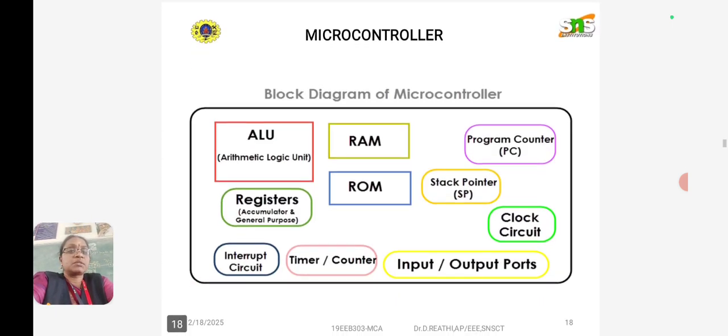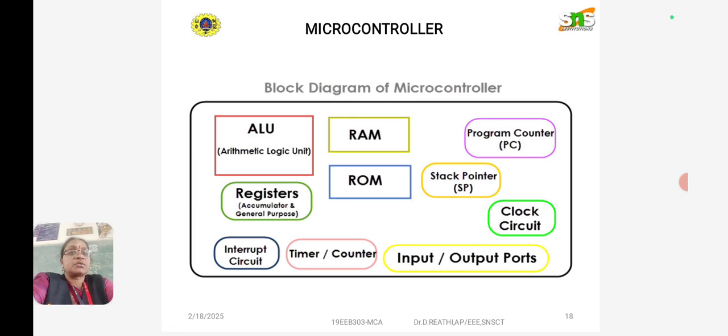Next, this is the block diagram of 8051. It includes the ALU, the arithmetic logic unit, which executes the arithmetic and logical instructions, and RAM and ROM, and the program counter. The program counter holds the address of the next instruction going to be executed. And the stack pointer: when an interrupt occurs, the instructions are pushed and popped into the stack.